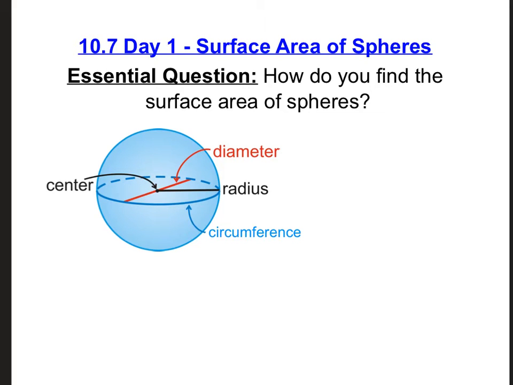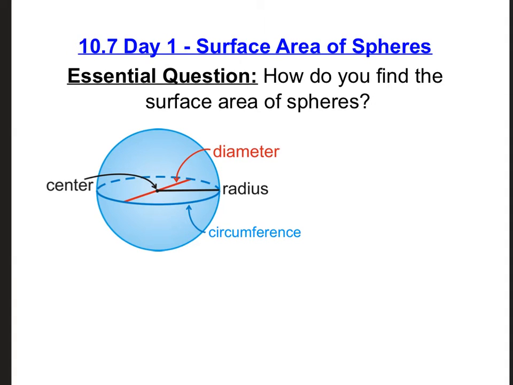Hello, we are working on 10.7 day 1, the surface area of spheres. Your essential question is just how do you find the surface area of a sphere? A sphere is basically just a 3D circle. There's a picture of one down here. The same parts of your circle are part of your sphere.